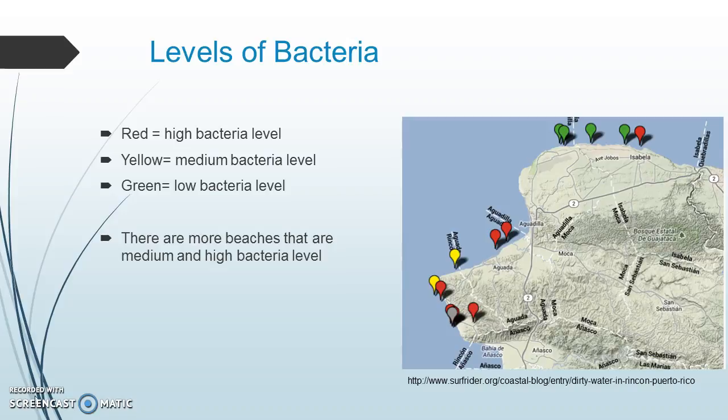The colors represent the levels of bacteria found on the beach, red being high levels of bacteria, yellow being medium levels of bacteria, and green representing low levels of bacteria. As we can see, there are more beaches that are medium and high levels than there are of low levels.